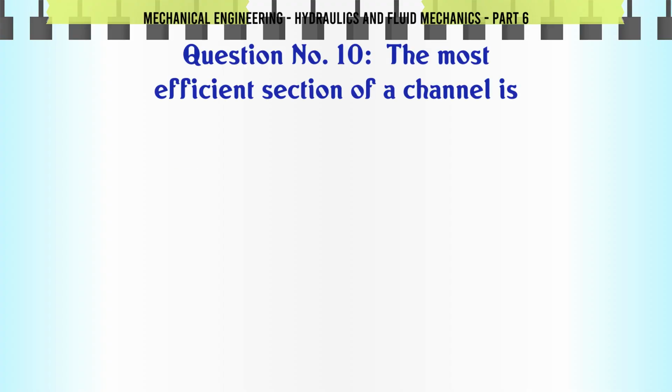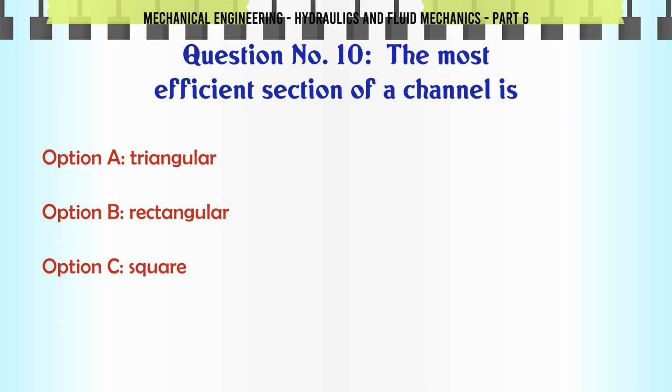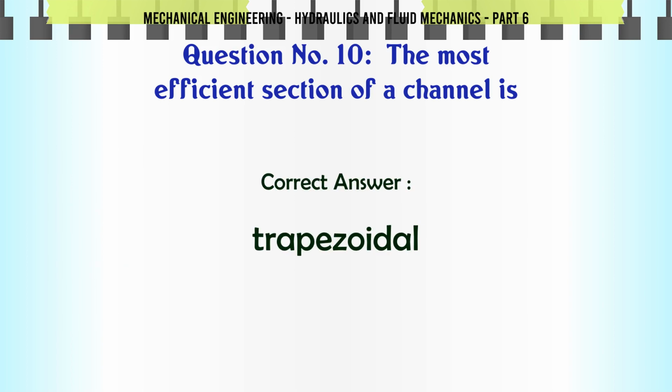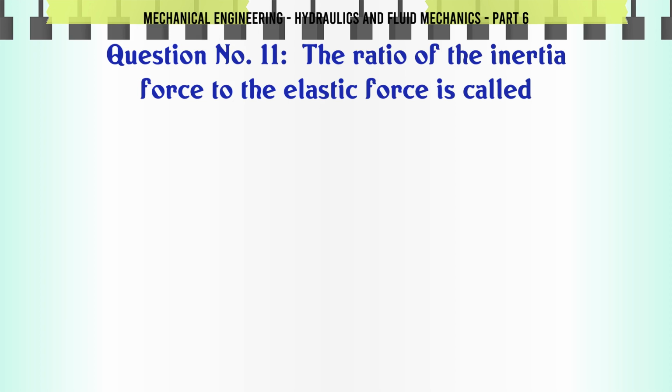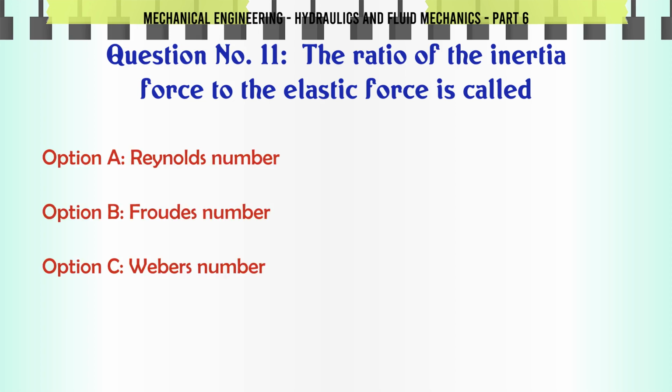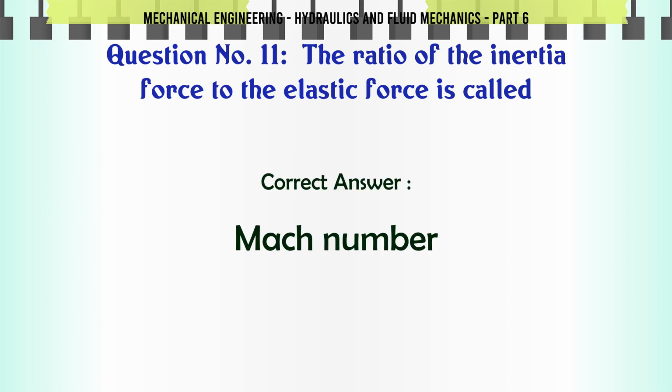The most efficient section of a channel is A. Triangular. B. Rectangular. C. Square. D. Trapezoidal. The correct answer is trapezoidal. The ratio of the inertia force to the elastic force is called A. Reynolds number. B. Froude's number. C. Weber's number. D. Mach number. The correct answer is Mach number.